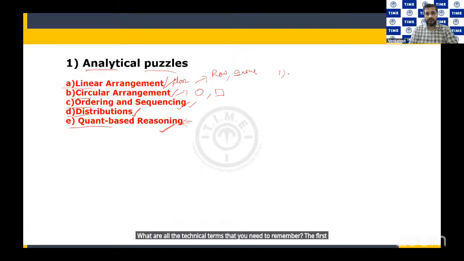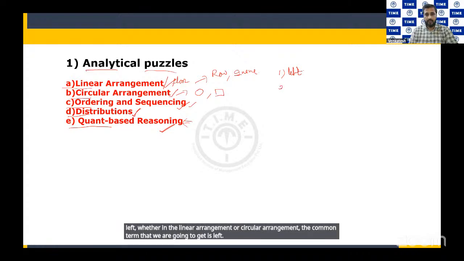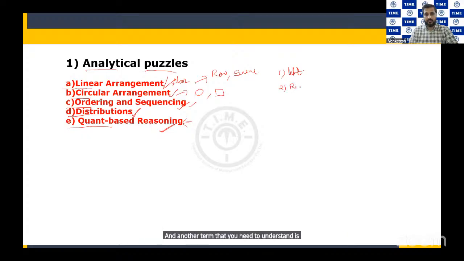The first important term is left. Whether in the linear arrangement or circular arrangement, the common term that we are going to get is left. Another term that you need to understand is right side. Left side and right side. And one more important term is immediate left. All these terms you should know before going to the exam, to complete the questions in the stipulated time. And immediate right, you should also know about immediate left, immediate right. And also you need to understand the difference between the left and immediate left.